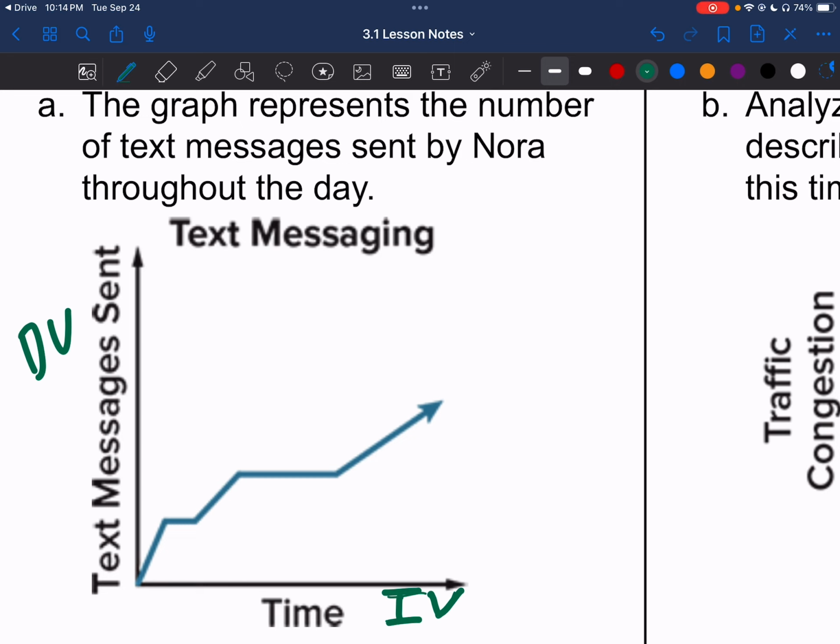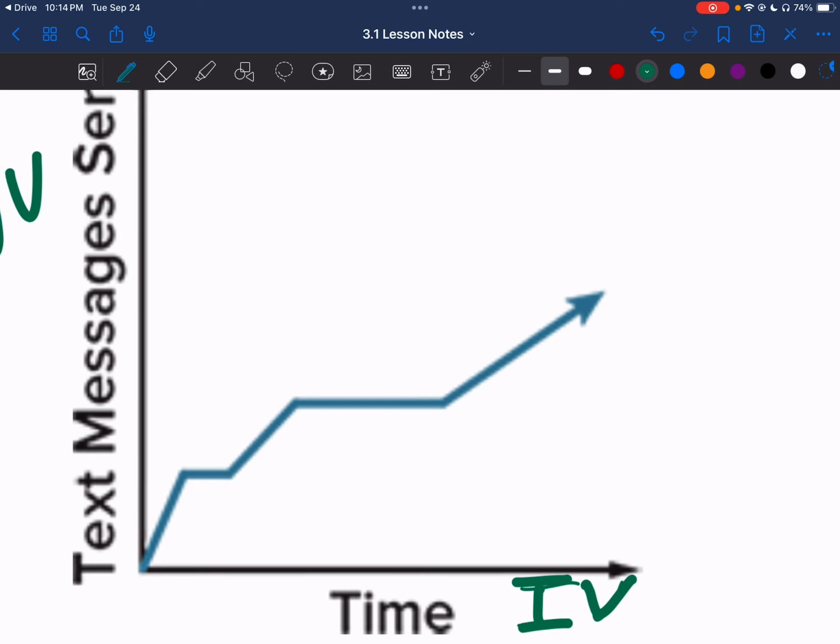So now we need to look at each of the stages of this graph and figure out what could possibly be happening here in this context of text messages being sent over time. So I'm looking at this first segment and I see it's starting at 0 and we're going up. So I'm going to say this could be her texting on the way to school or in the morning. So she's got some time, she's texting on her way to school.